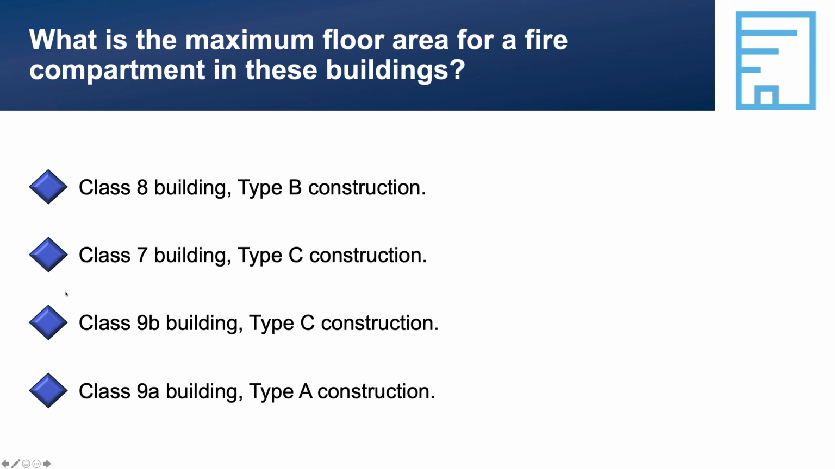Let's have a go at interpreting Table C 2.2, maximum size of fire compartments or atria, from Section C of Volume 1. Pause this video to find this table from a copy of the NCC that you have on hand. What is the maximum floor area for fire compartments in these buildings? Class 8 building, Type B construction. Class 7 building, Type C construction.